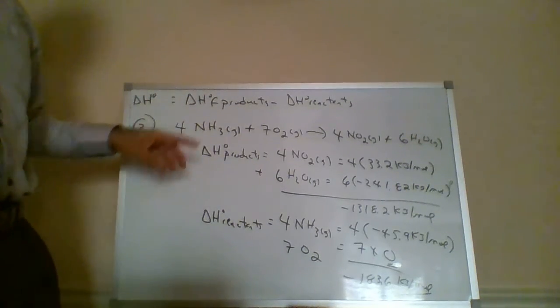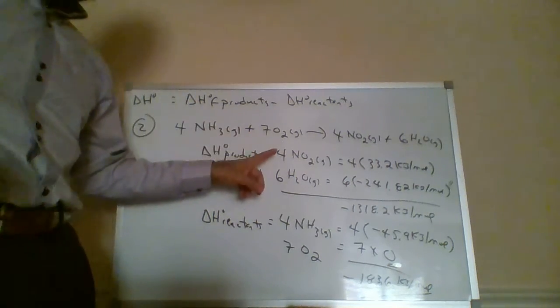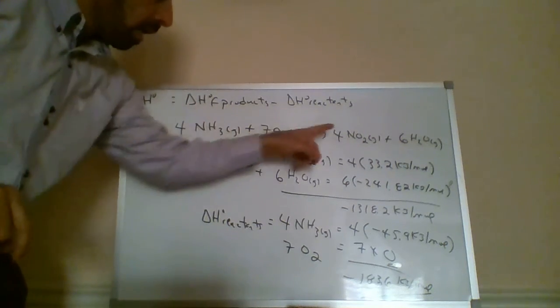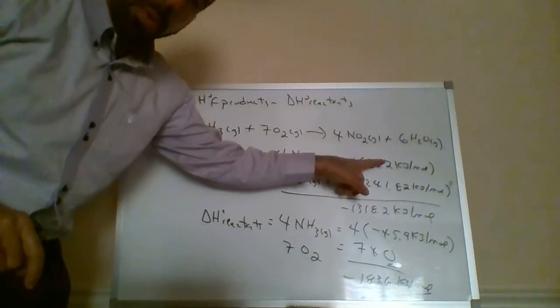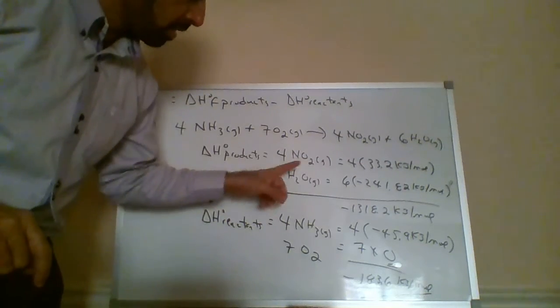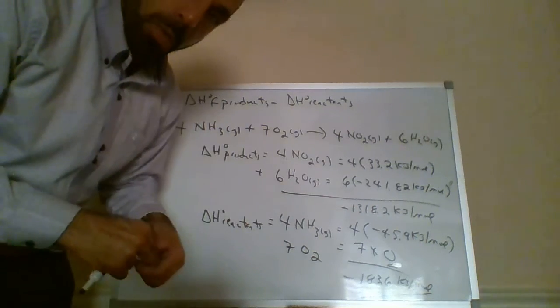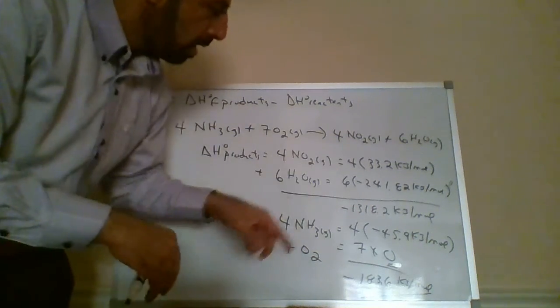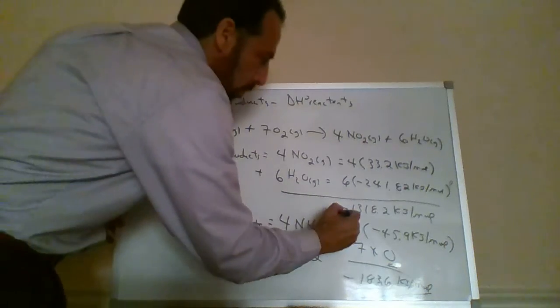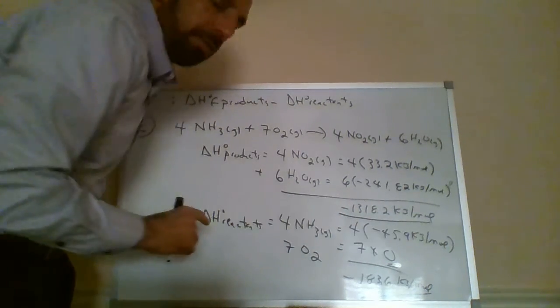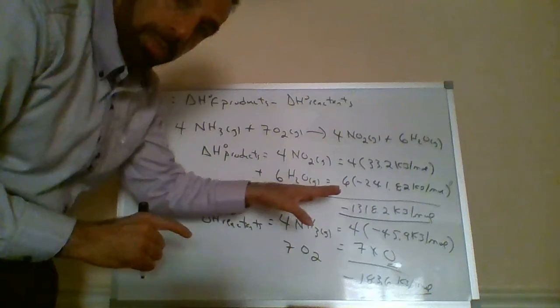So let's go ahead. I did the products. So again, you got to multiply by the coefficient. So I had 4 NO2, so 4 times 33.2 kilojoules per mole. Then 6 waters in the gas phase, so 6 times a negative 241.82. So again, just write the heats of formation. So for my products, I'm going to get this. Negative 1308.2 kilojoules per mole.